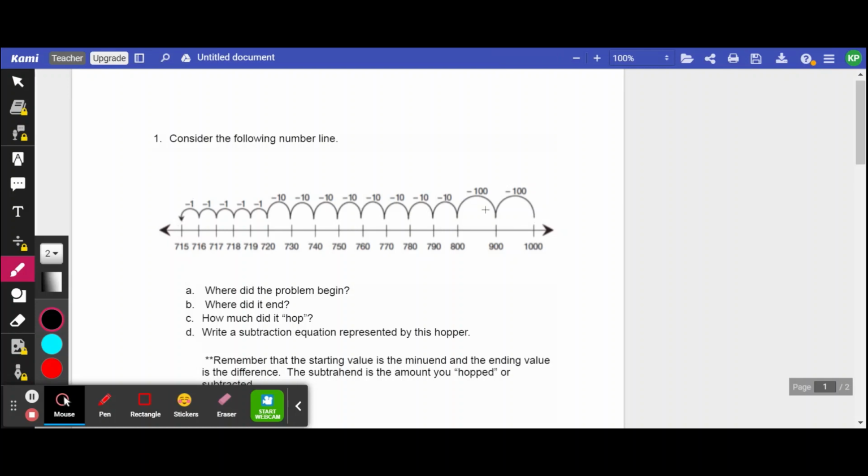So we're going to start over here and hop, hop, hop, hop, hop, hop, and we're subtracting. So we're going to be moving to get a smaller number. So when we see where the problem began, the starting point was right here. So the answer to that very first part is 1,000.